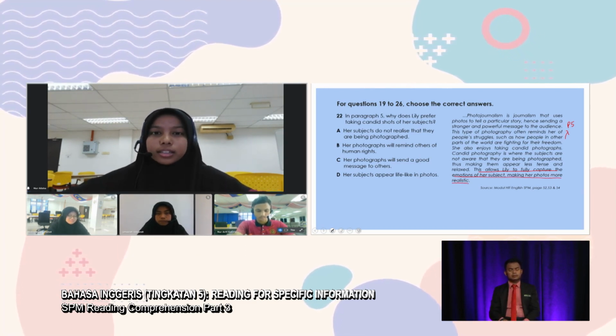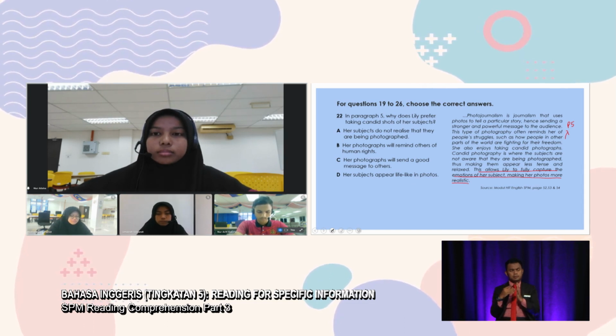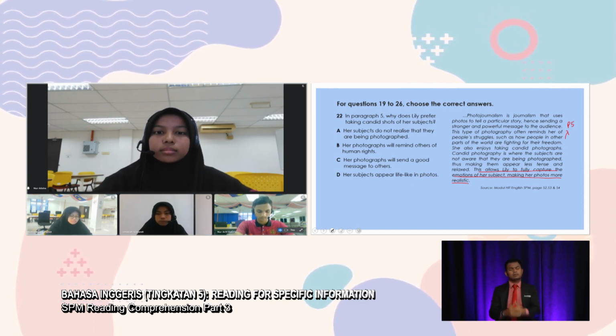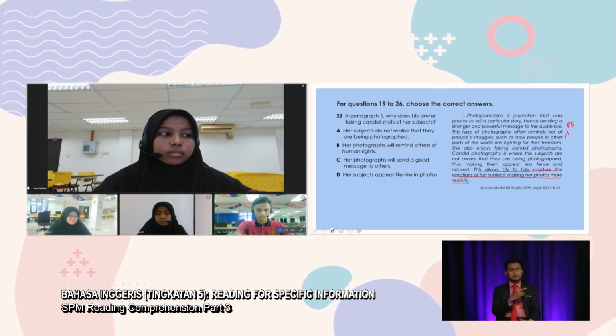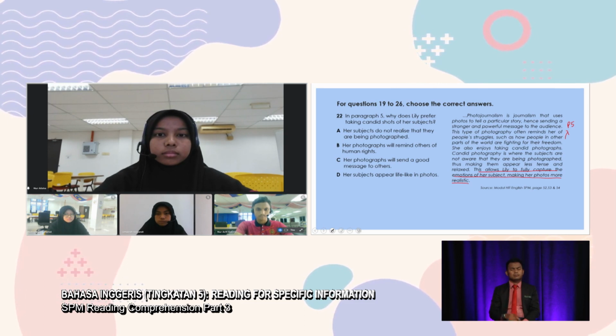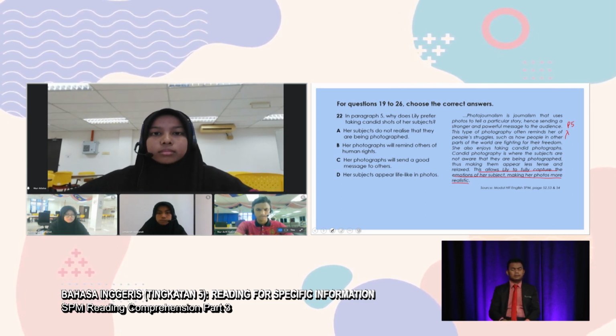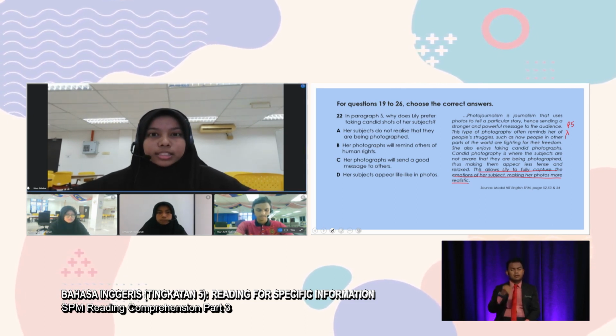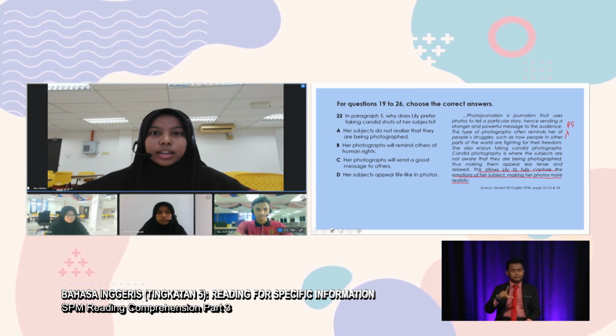Okay, so she prefers to take candid shots because it fully captures the emotions of her subject, making her photos more realistic. Okay, so now we compare it to A, B, C, and D. So which one is the most relevant to the answer we have spotted? The most suitable answer is D. Her subjects appear lifelike in photos.